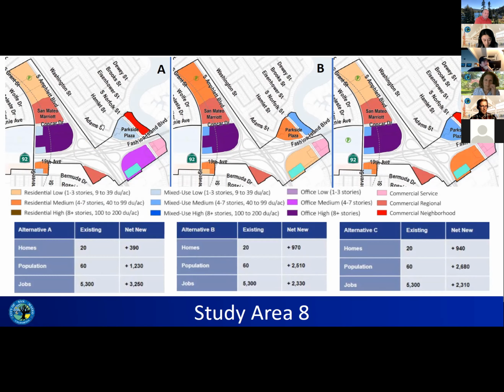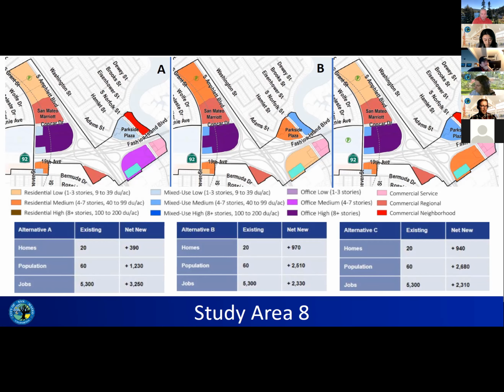In all three, the San Mateo Marriott stays the same commercial regional designation, as does this office high complex right here, along the northwest of this interchange. These two parcels to the west of that office complex are mixed use low in alternative A, and mixed use medium in B and C. And then Parkside Plaza is different across all three.